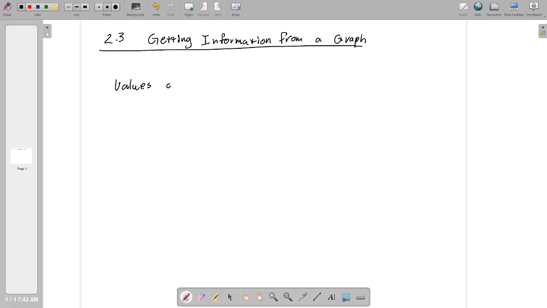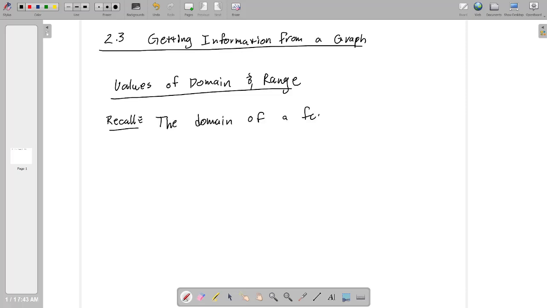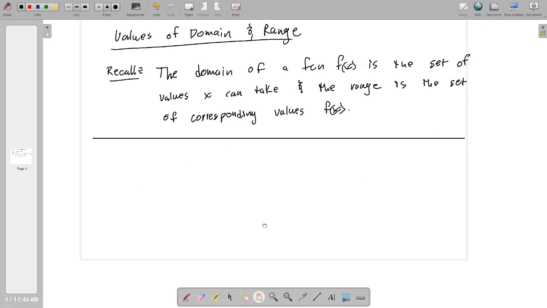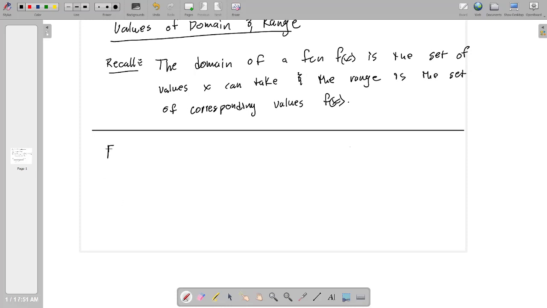So let's start with our domain and range. First we need to recall what the domain and range are. The domain of a function f of x is the set of values x can take, and the range is the set of corresponding values f of x. Let's go ahead and do an example, starting with the domain and range.